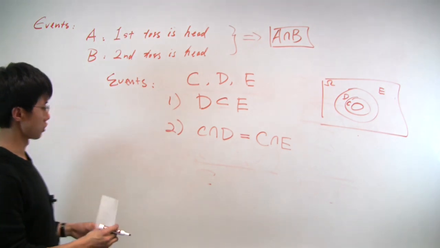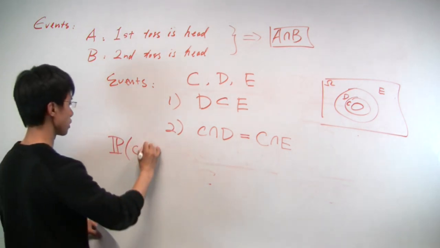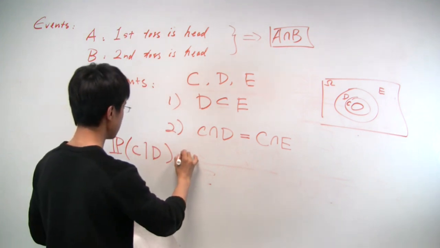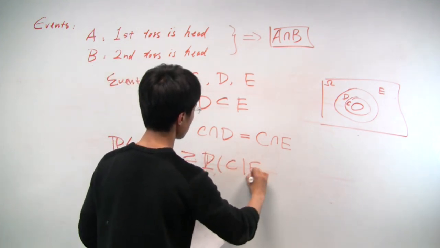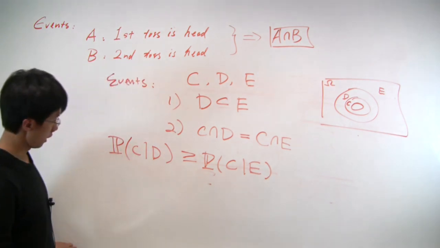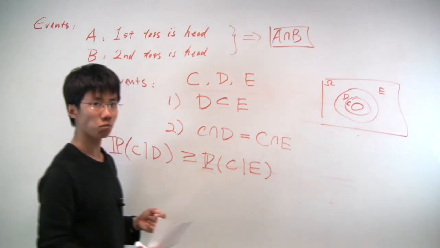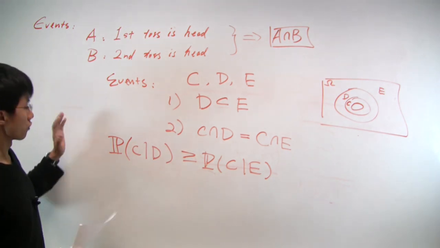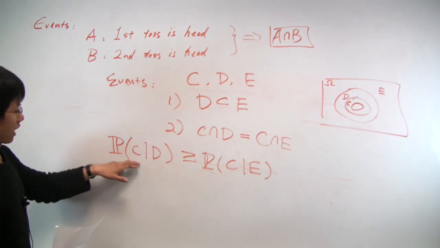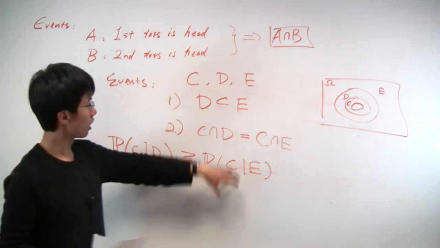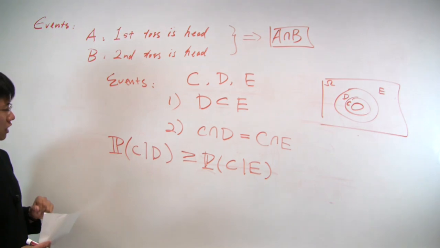So if both conditions are true, we have the following relationship: the probability of C conditional on D is no smaller than the probability of C conditional on event E. This is the more general form of the inequality that we saw before. The way to prove this is in fact the same. We simply write out the value using the fractional form, and based on these two facts, we arrive at this equation, which I shall not go over.